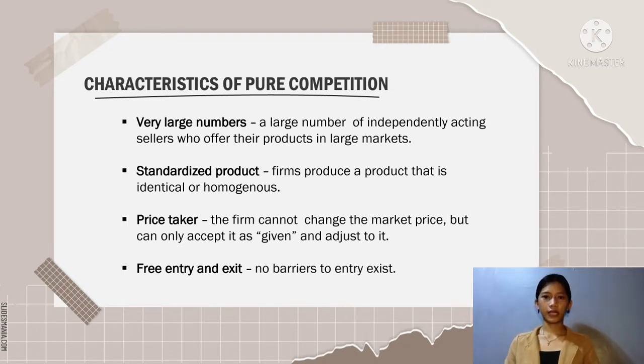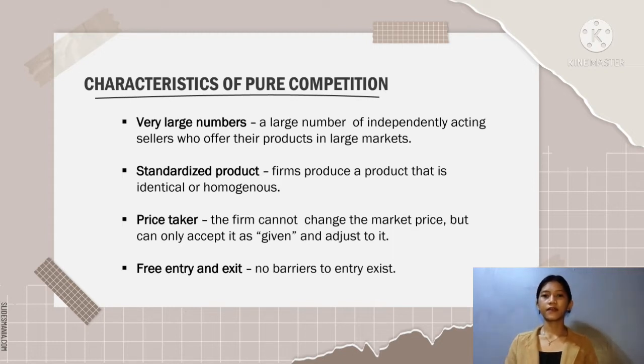Third, price taker. The firm cannot change the market price but can only accept it as given and adjust to it. Each firm produces such a small fraction of total output that increasing or decreasing its output will not perceptibly influence total supply or product price. The individual competitive producer is at the mercy of the market.